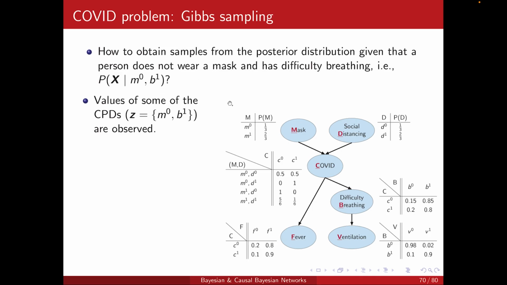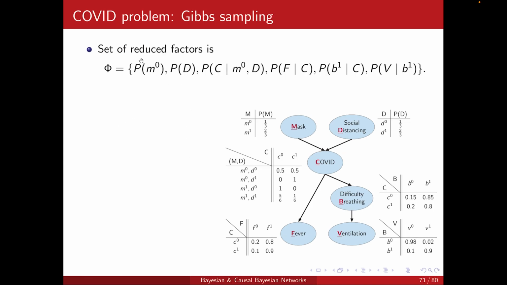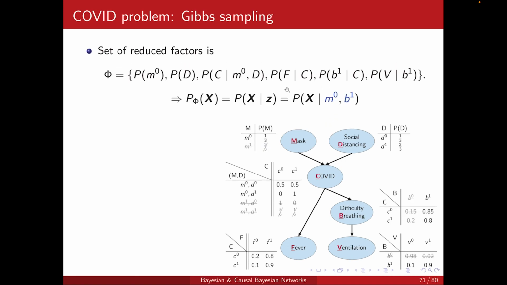So if I want to do this using Gibbs sampling, first note that I have already an evidence Z equal to M0 and B1, and this will simplify some of the CPDs. We have a set of reduced factors. We saw this in the exact inference section. So P of M, for example, will now be P of M0, 1 over 3, and so on. Some of the other ones based on the evidence will be simplified. Now, P phi of X, this is how we define it, is P of X conditioned on Z, or P of X conditioned on M0 and B1. This is just the notation.